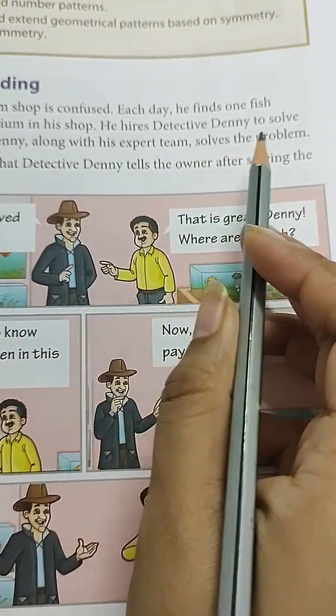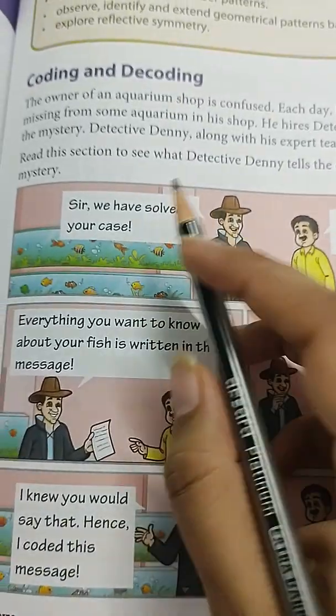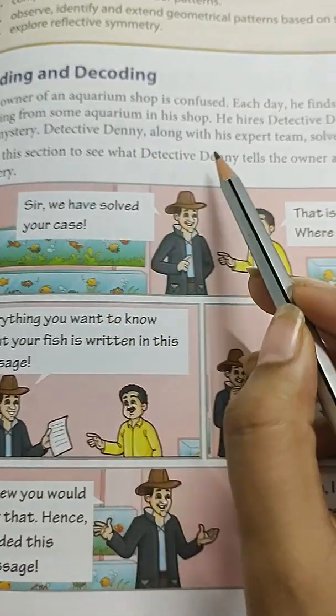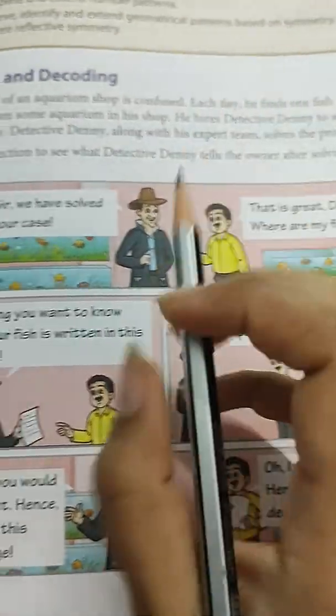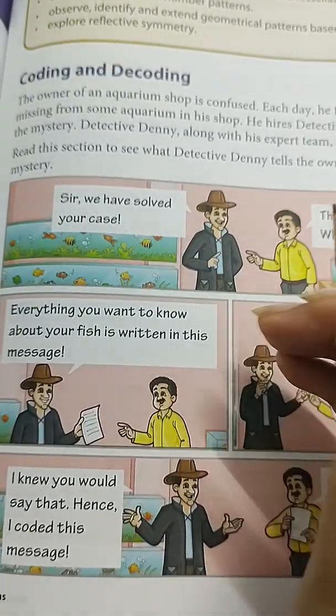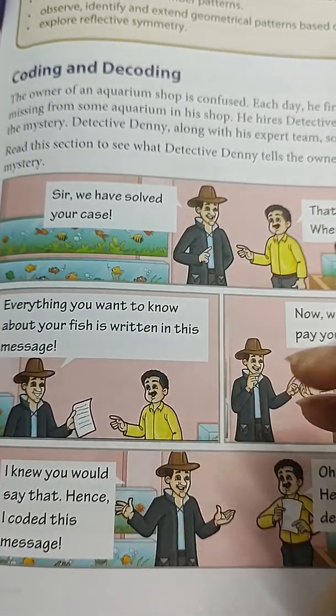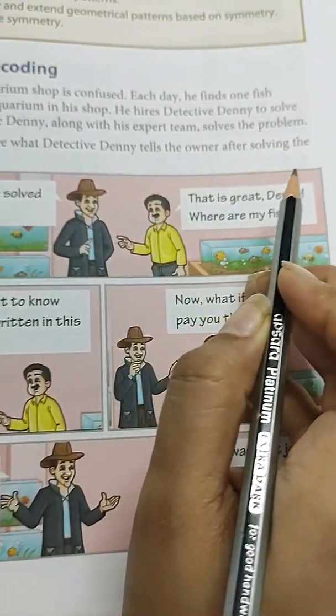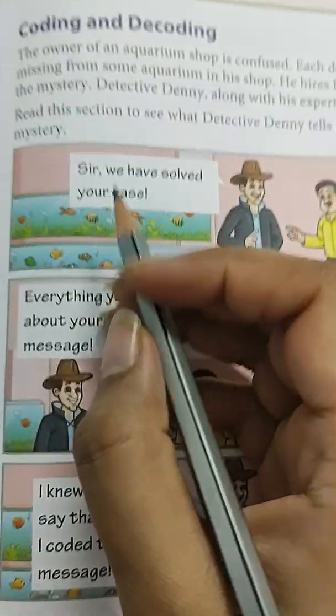He hires Detective Danny to solve the mystery. A mystery is a secret, a secret puzzle you can say. So Detective Danny, along with his expert team, solves the problem. He has already solved the problem of why his fish are going missing. So read this section to see what Detective Danny tells the owner after solving the mystery.